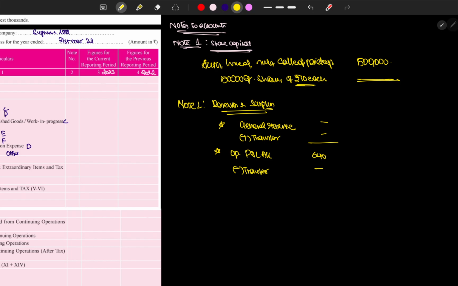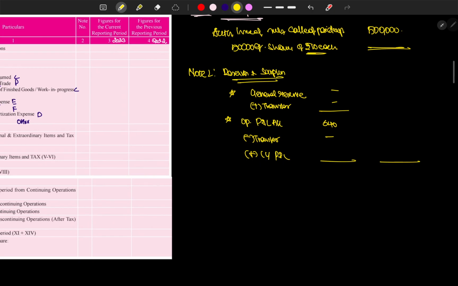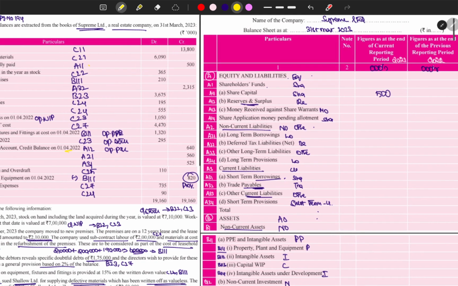So opening P&L we got, and current year profit and loss should be added here. So that has to come here, and this should be left unfilled. Once we complete our P&L account, that time we have to fill the current year profit and loss, then we have to give the values here. Till then it has to be kept free. So note 3 is reserves and surplus, over.